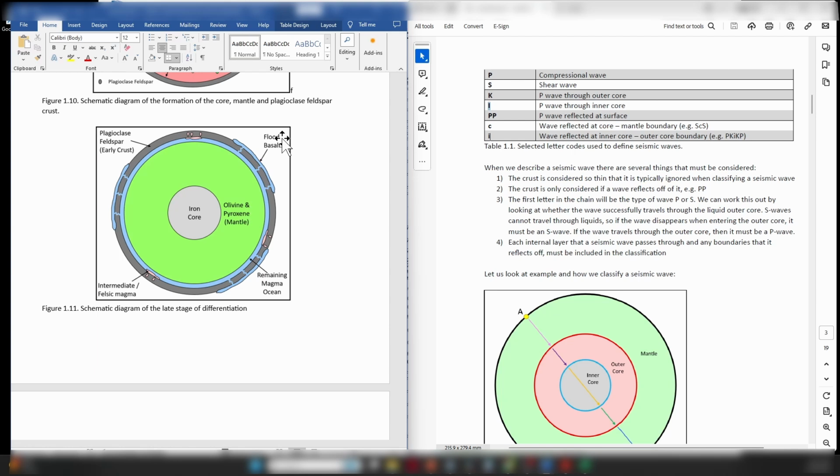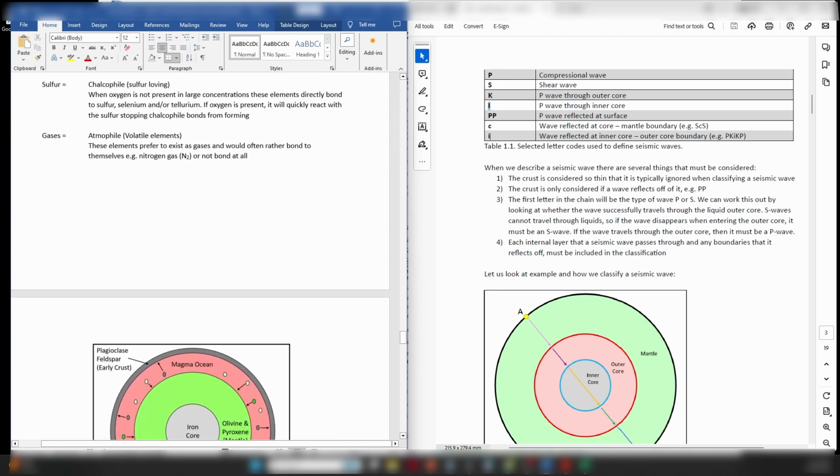So we took this totally homogeneous magma ocean and we ended up differentiating it into the Earth's iron core, into the Earth's olivine pyroxene dominated mantle, and then eventually over time we also ended up forming the oceanic crust, which is dominated by basalt, and the continental crust, which is dominated by intermediate and felsic rocks. So great, we've got that pretty much down.